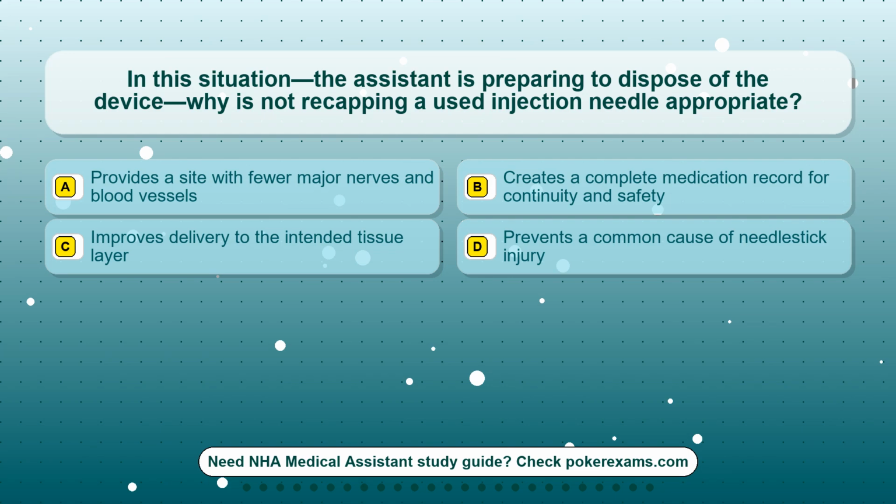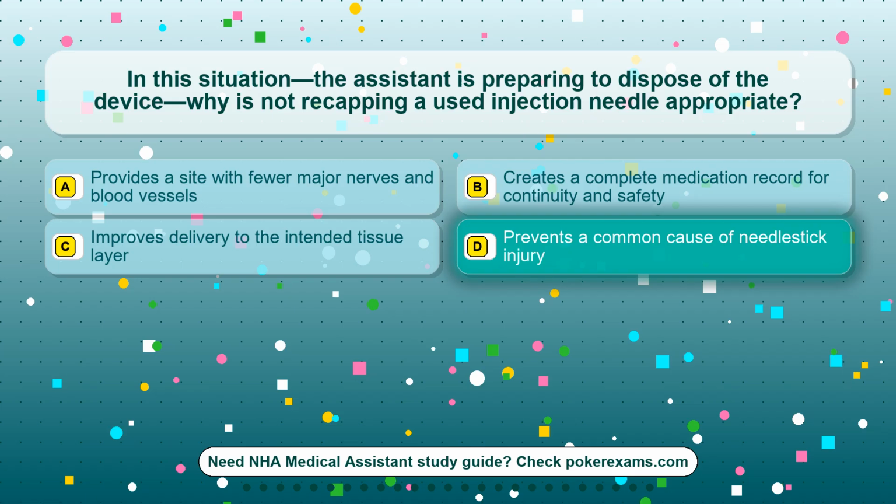Question 9. In this situation, the assistant is preparing to dispose of the device. Why is not recapping a used injection needle appropriate? Option A. Provides a site with fewer major nerves and blood vessels. Option B. Creates a complete medication record for continuity and safety. Option C. Improves delivery to the intended tissue layer. Option D. Prevents a common cause of needle stick injury.